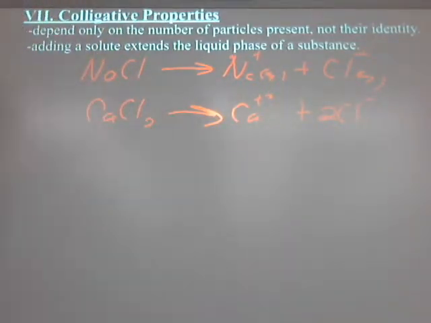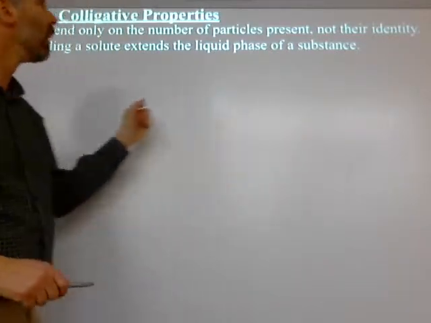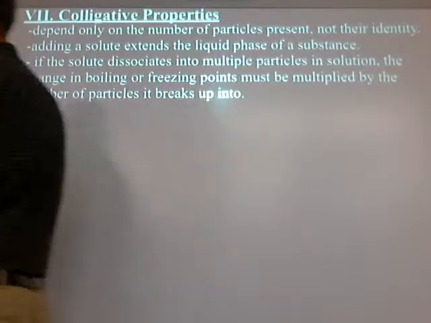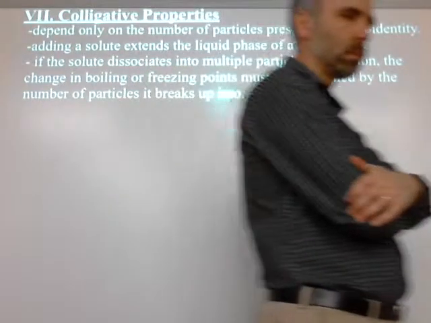All right, good enough? Now, so it turns out that the number of particles for an ionizing solute, a solute that breaks up like salt does, actually multiplies the effect. It multiplies the freezing or the boiling point effect. So if the solute breaks into multiple particles, you have to multiply the freezing point change or the boiling point change by that number of particles, because it doesn't really matter what those particles are, just how many of them there are. Okay?